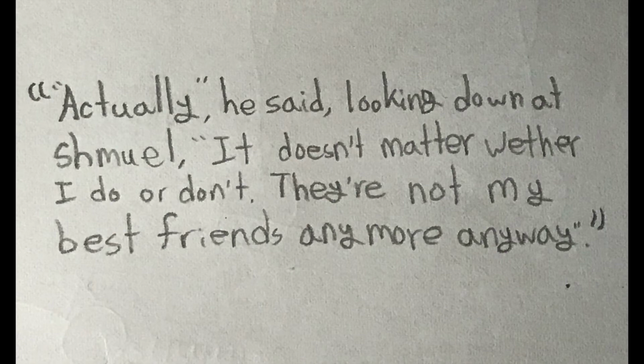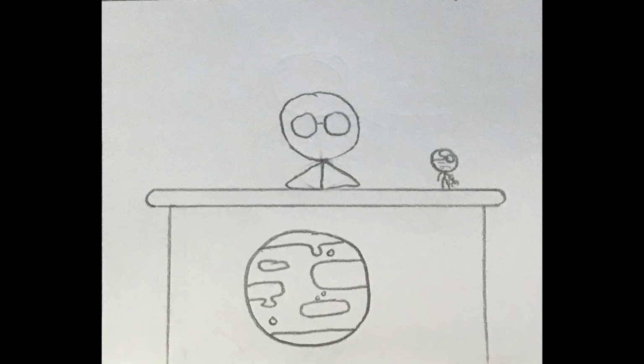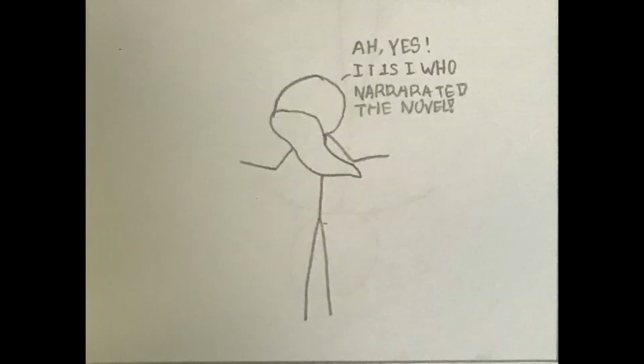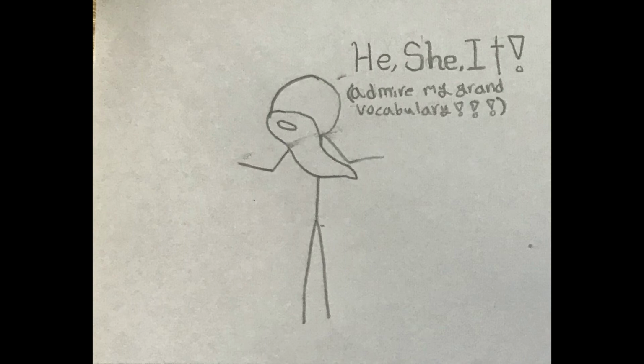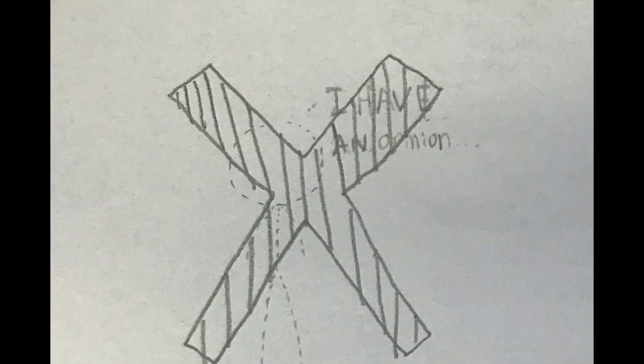Near the end of the book, there's a sentence that says, "Actually," he says, looking down at Shmuel, "it doesn't matter whether I do or don't. They're not my best friends anymore anyway." The phrase "he said" here tells us that the narrator is third person. Third person narrators use the words he, she, and it rather than I, me, and my. There are some exceptions when the narrator can't speak for themselves and have an opinion, but we're gonna have to ignore them for the time being.